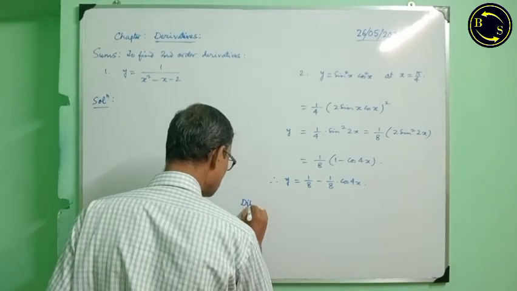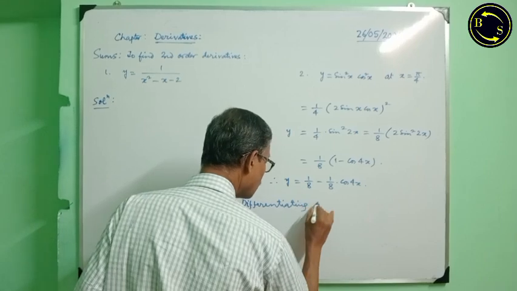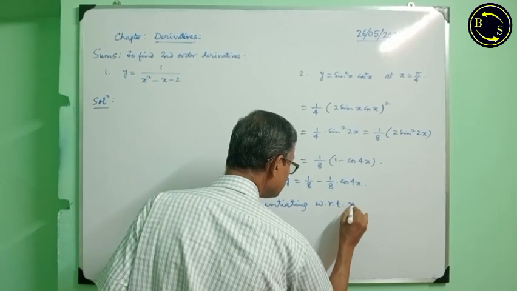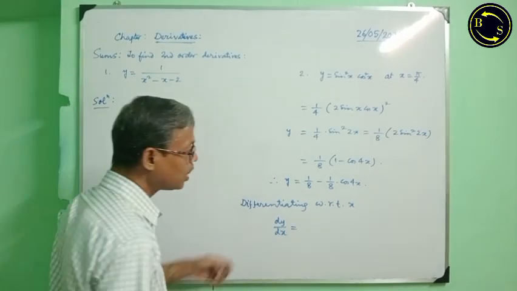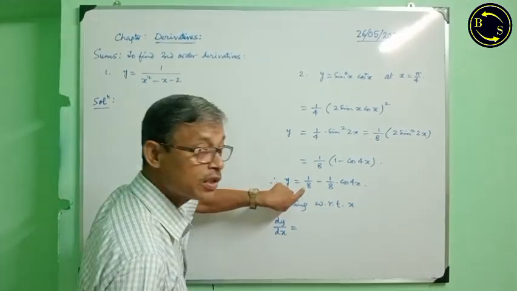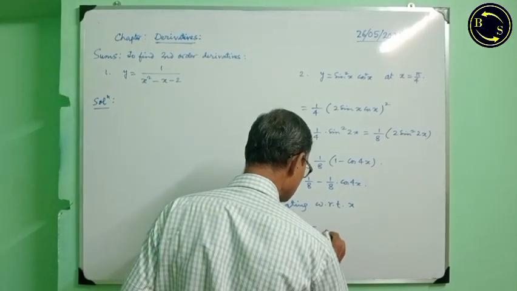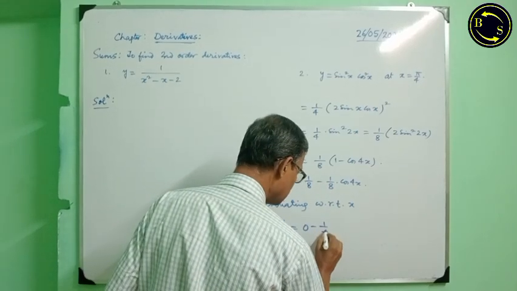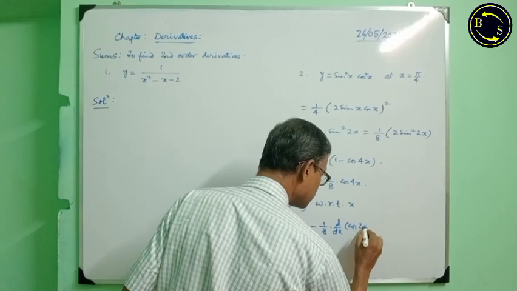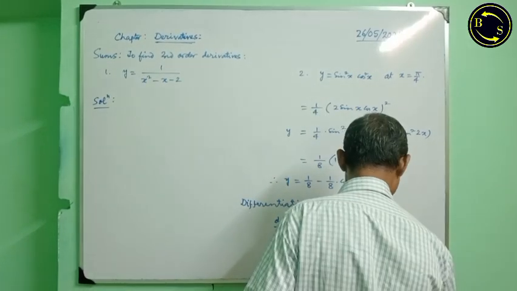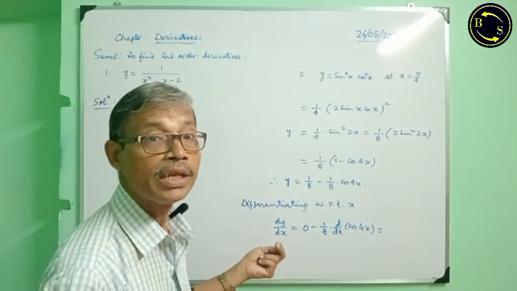Differentiating with respect to x, dy/dx on the left side. Now, the derivative of the first part is a constant, therefore that will be 0, minus 1/8, a constant, into d/dx of cos 4x. It is a cos function, therefore the derivative will be negative.